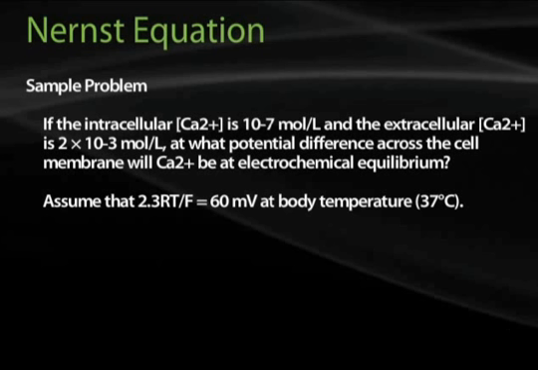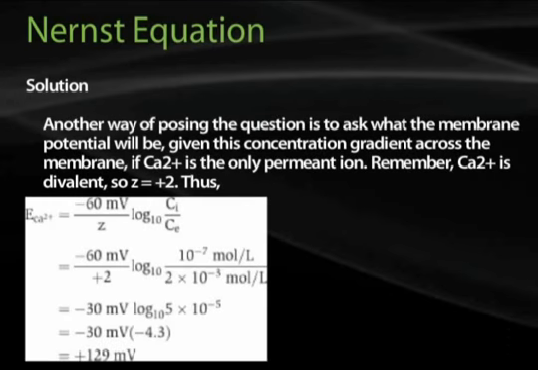Sample problem. If the intracellular calcium concentration is 10 to the negative 7th moles per liter, and the extracellular calcium concentration is 2 times 10 to the negative 3rd moles per liter, at what potential difference across the cell membrane will calcium be at electrochemical equilibrium? Assume that 2.3 times R times T over F is 60 millivolts at body temperature, which is 37 degrees Celsius. Solution. Another way of posing the question is to ask what the membrane potential will be given this concentration gradient across the membrane if calcium is the only permeant ion.